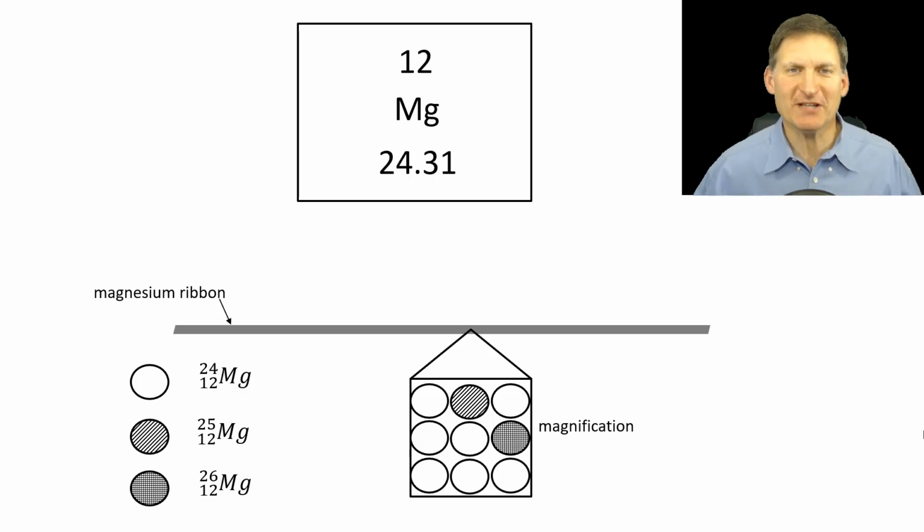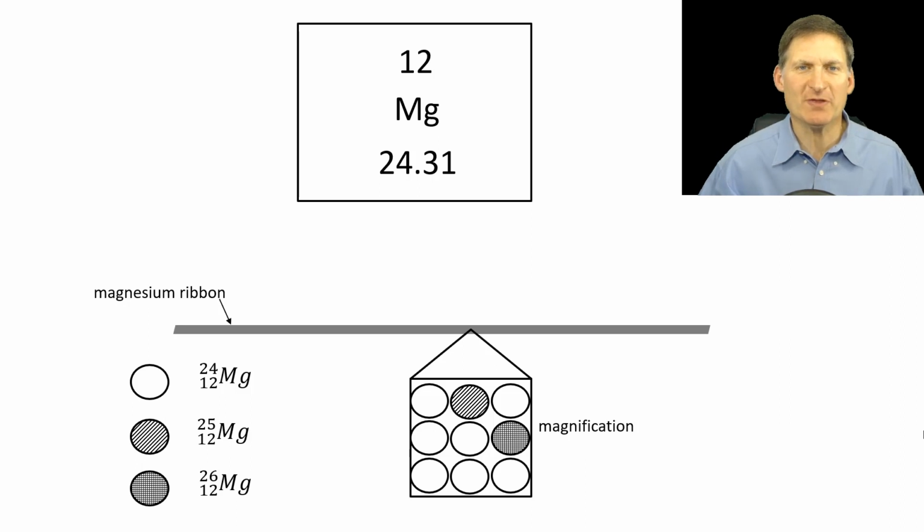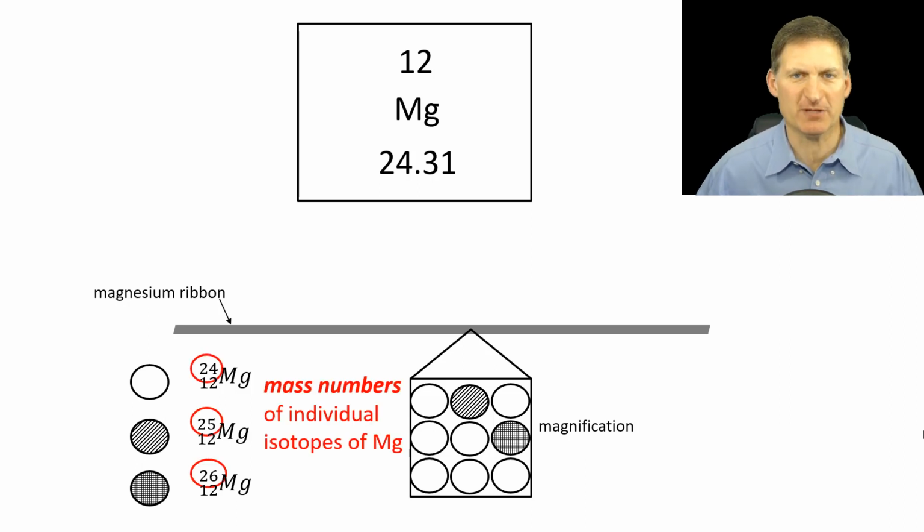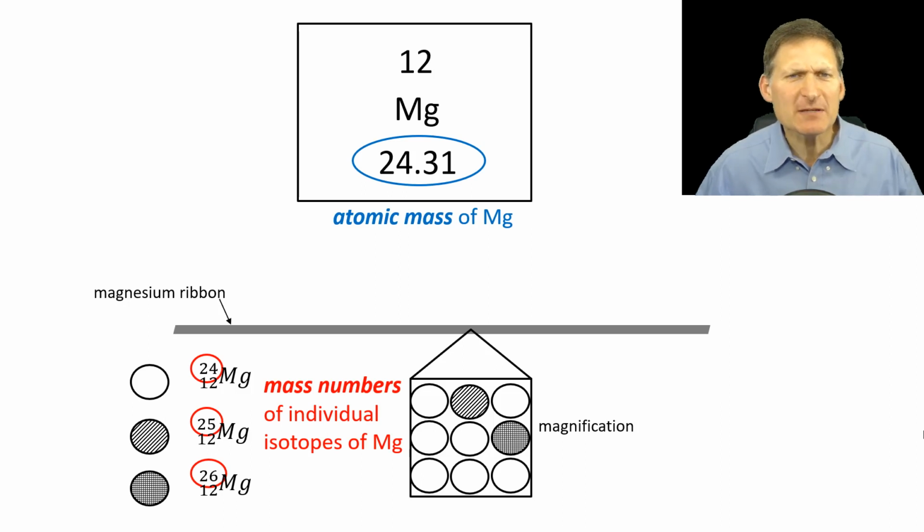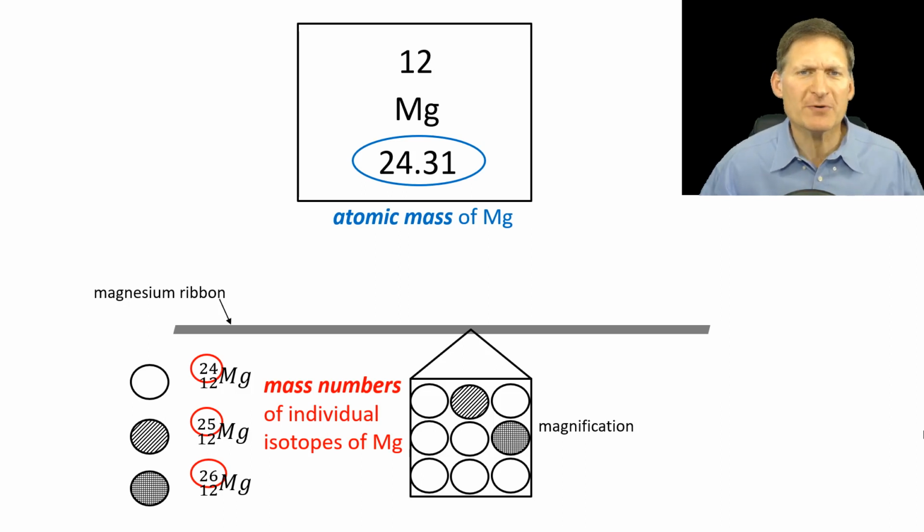So our job in this lesson is to determine what the connection is between the mass numbers of individual isotopes of magnesium and the atomic mass of magnesium. They definitely seem to be related. After all, the numbers are very close to each other. Let's dig a little deeper.